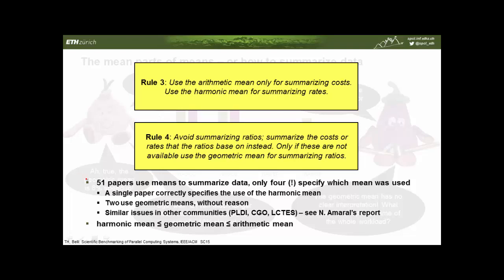And so actually a single paper correctly specifies the use of harmonic mean out of these 95, right? Good. And then there are 2 that use the geometric mean without reason, and even worse, some of them actually kind of brag by using the geometric means. Like, oh, we used the well-known geometric mean to summarize ratios, which really makes not much sense.